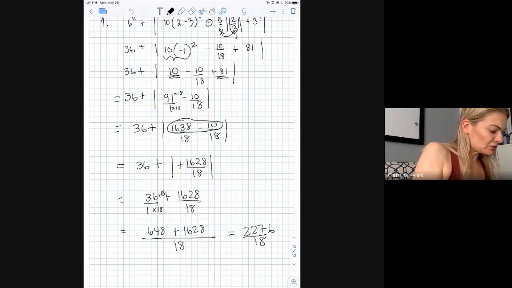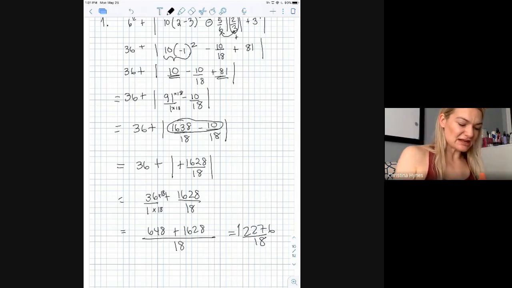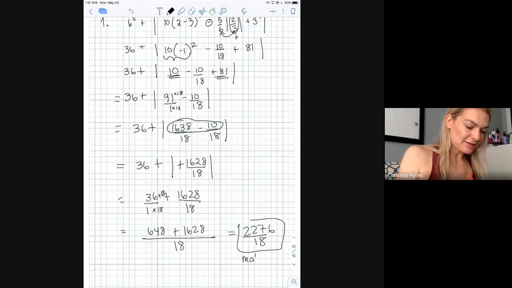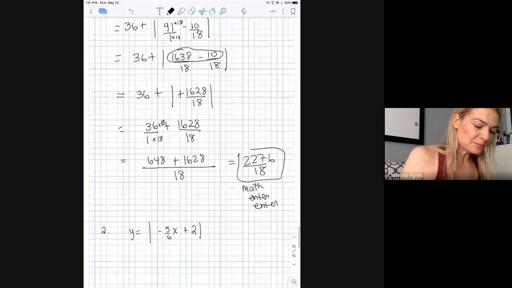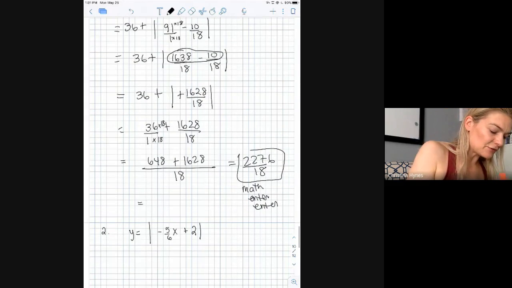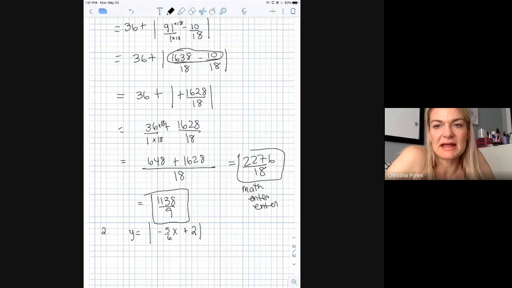And then my last trick that I always do is I go and put this fraction into my calculator and I press math, enter, enter. If you press that number exactly how you see it and press enter twice, it will simplify the fraction for you and give you a final answer of 1138 over 9. So that's the simplified fraction that I would write as my answer.